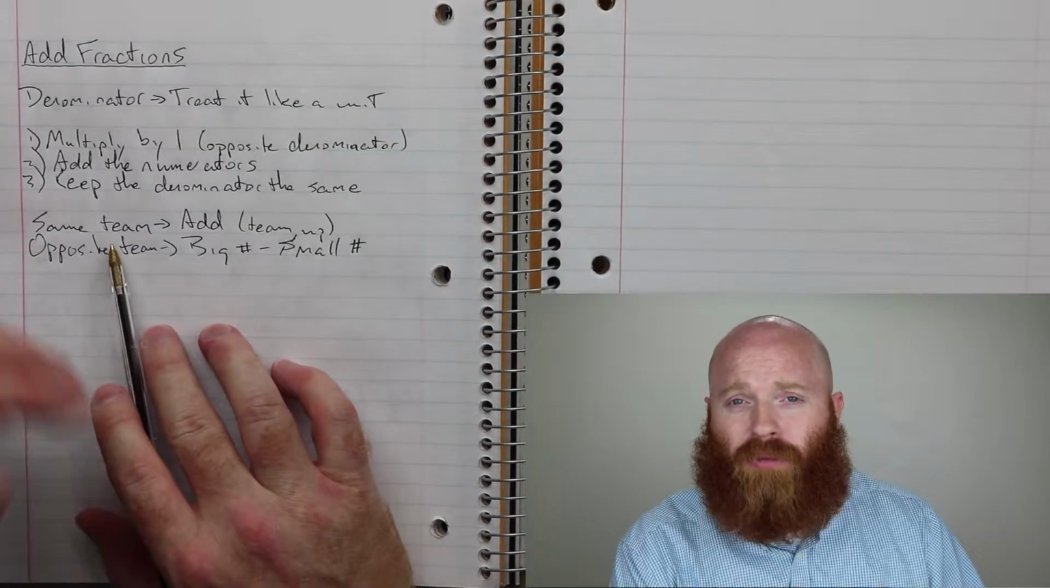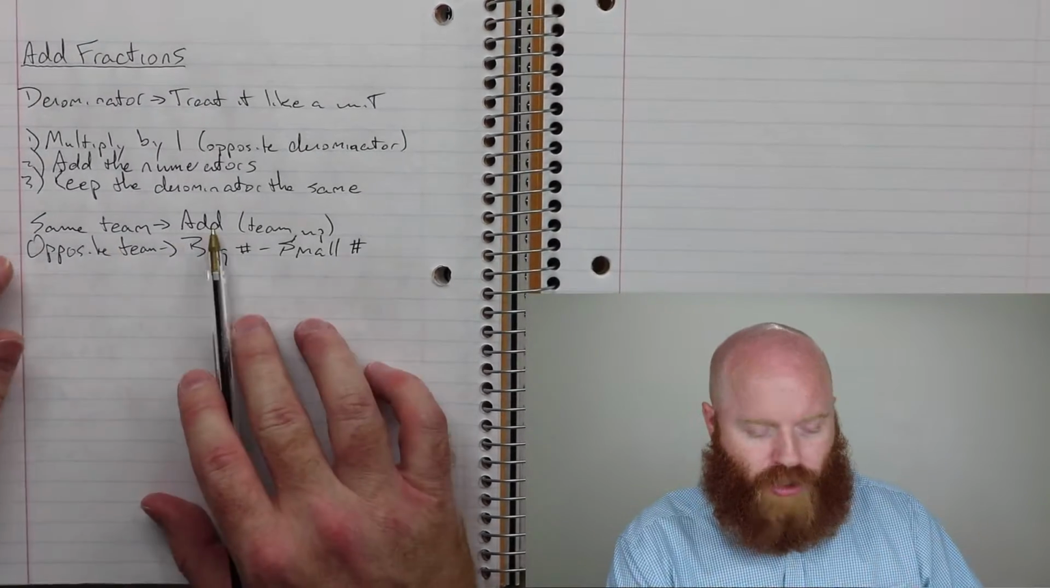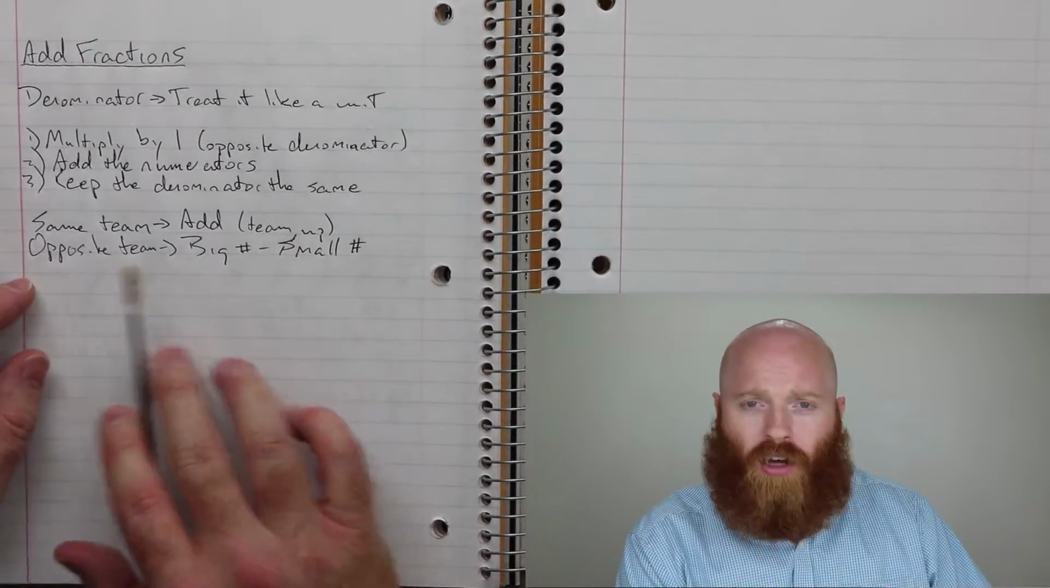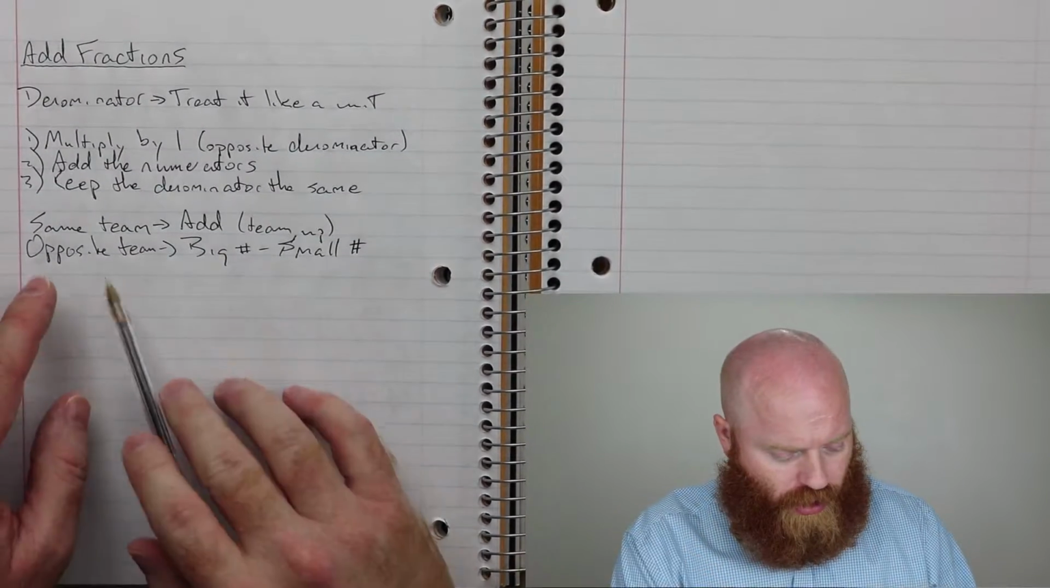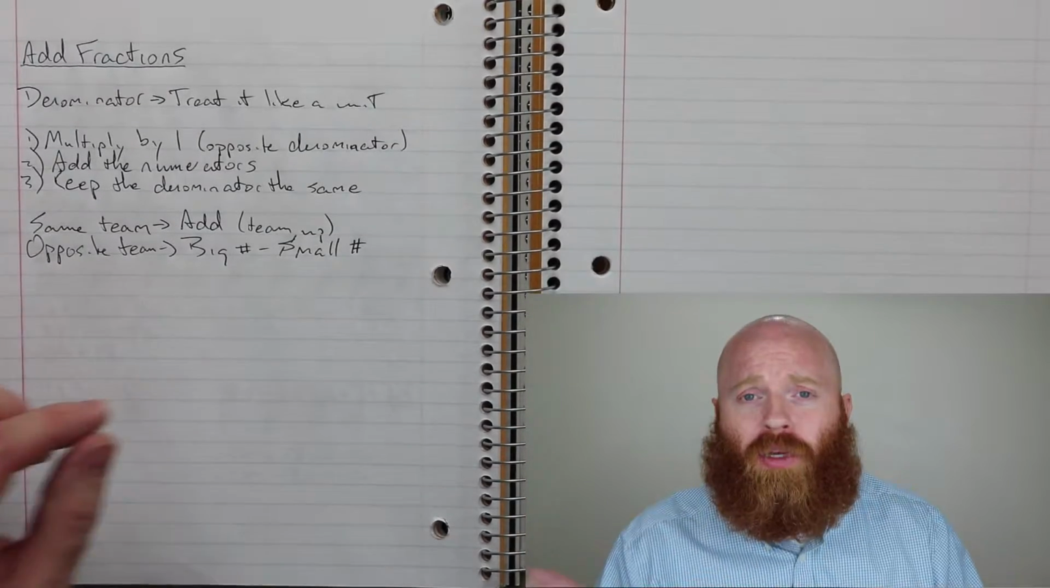If they're the same team or the same sign, like positive or negative, you're going to add them together because they team up. If they're on the opposite team, they're going to go to war. You need to see the adding integers video. We're going to go big number minus small number. I'll explain it when we get there.